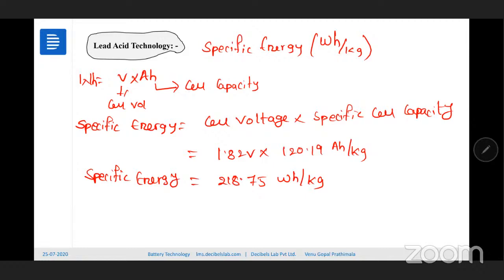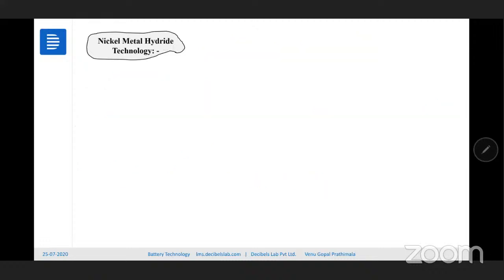So I think now you got a clear idea how to calculate the cell voltage, cell capacity, and the specific energy for particular given discharge and charge equations. Okay. So if you're done with this, we'll move on with the second question, that is the nickel metal hydride question. So in this question, first we'll discuss what exactly is the cathode and what exactly is the anode for nickel metal hydride and what is the electrolyte we are going to use.